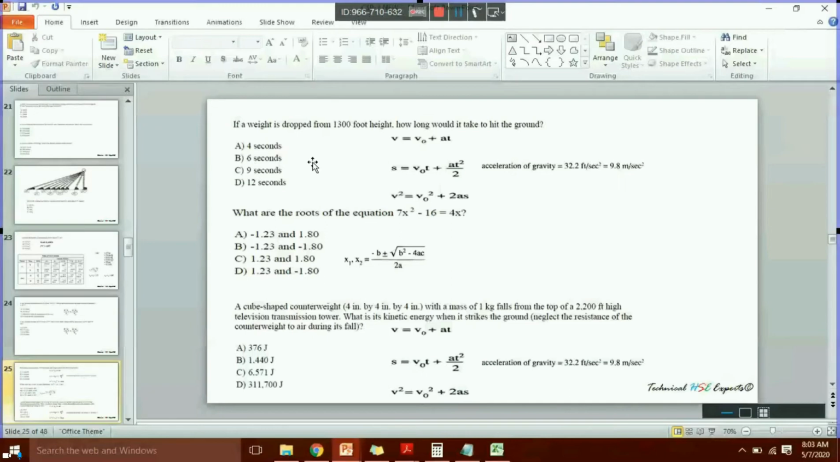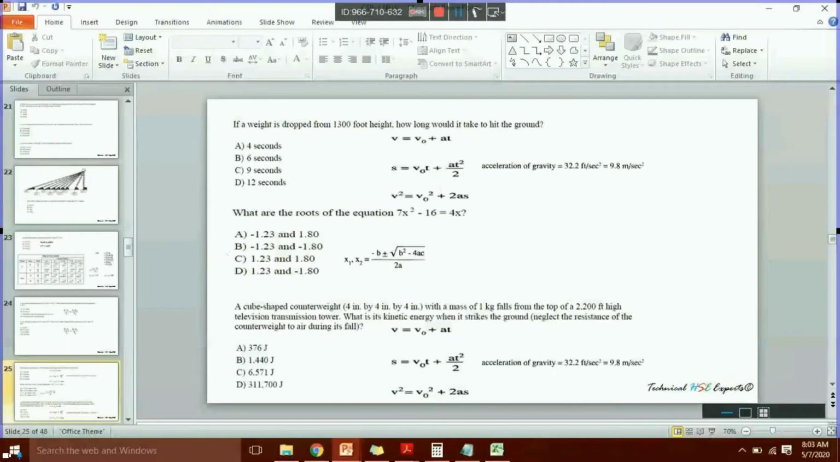And be clear which gravity value you need to use. Since they are given in foot, you will go with the American unit. If they are given in meter, you will go with 9.8, the SI unit. Okay, so come back to the second question.